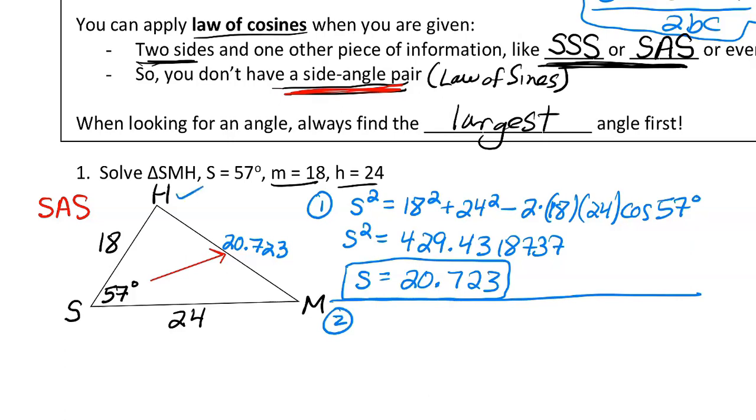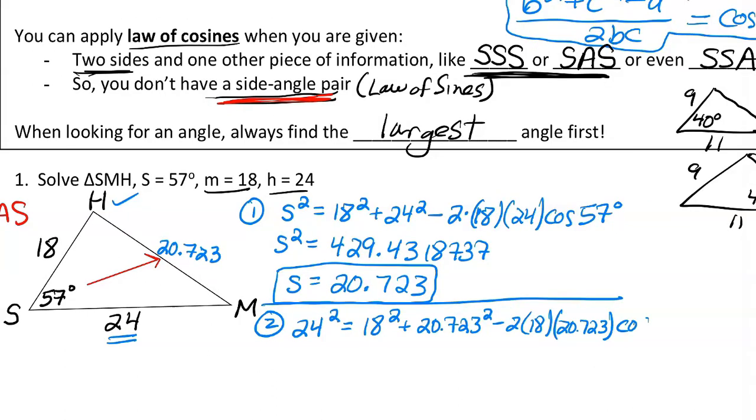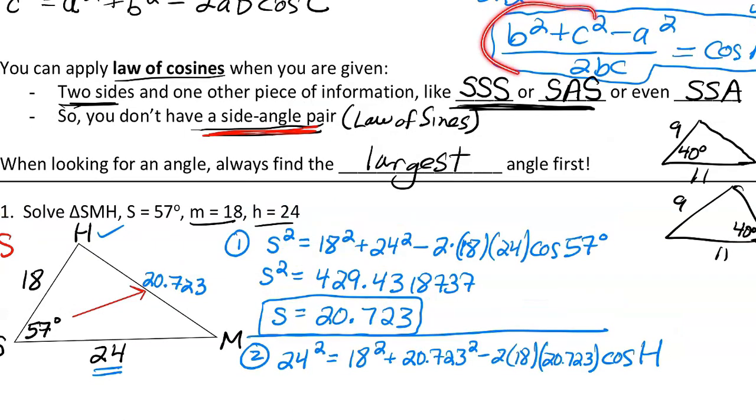So if I'm going to solve for H, I need to start with the side opposite of H in the formula. So I'm going to start with 24. The other two sides, we have 18 squared plus 20.723 squared minus 2 times 18 times 20.723 cosine of the angle I'm looking for, which is capital H. Now, I wanted to write it this way because this is the more complicated law of cosines to solve. We have to solve for H, and it's stuck over here. We can't just plug everything in our calculator and go. I guess we could if we try to use this formula.